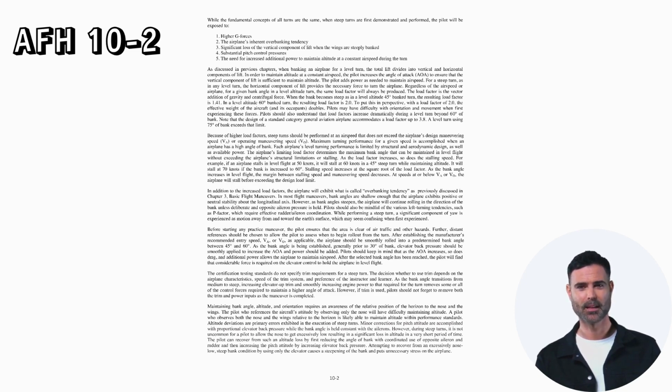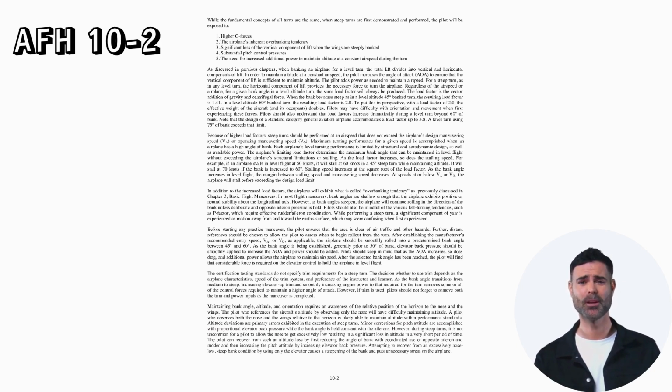Maintaining bank angle, altitude, and orientation requires an awareness of the relative position of the horizon to the nose and the wings. The pilot who references the aircraft's attitude by observing only the nose will have difficulty maintaining altitude. A pilot who observes both the nose and the wings relative to the horizon is likely able to maintain altitude within performance standards. Altitude deviations are primary errors exhibited in the execution of steep turns.